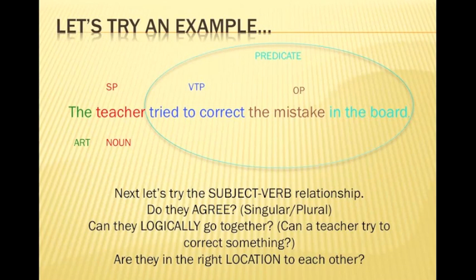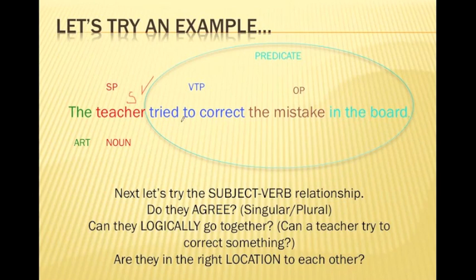Now let's look at the subject-verb relationship, which remember is the only really necessary relationship we have. Now first off, do they agree? Well, teacher is singular. And this verb, as we notice, is in the past tense. And remember, in the past tense, there usually are no singular plural issues. So in this case, their agreement looks pretty good.